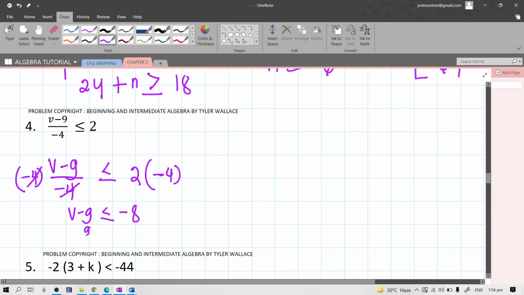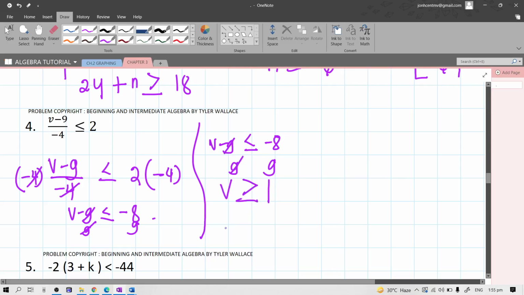Add mo uli kay 9 para ma-eliminate. And you will get, teka, sulat natin uli. We have v minus 9 less than or equal to negative 8. Add mo kay 9 para ma-cancel out. And v is greater than or equal to 1.